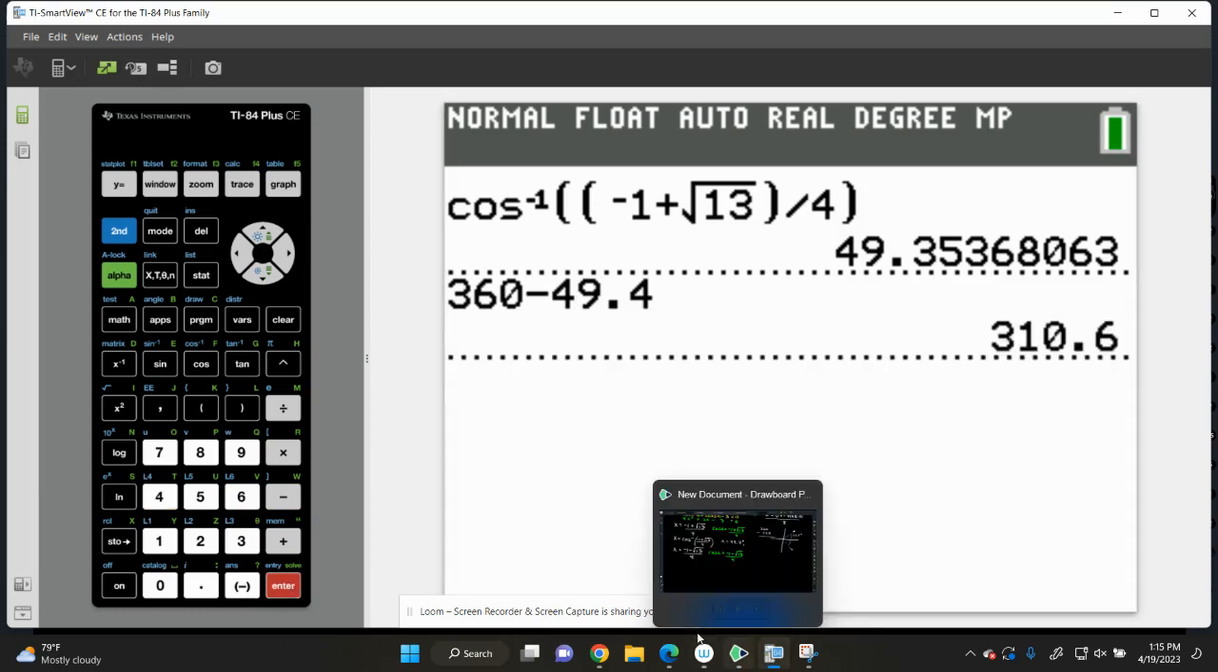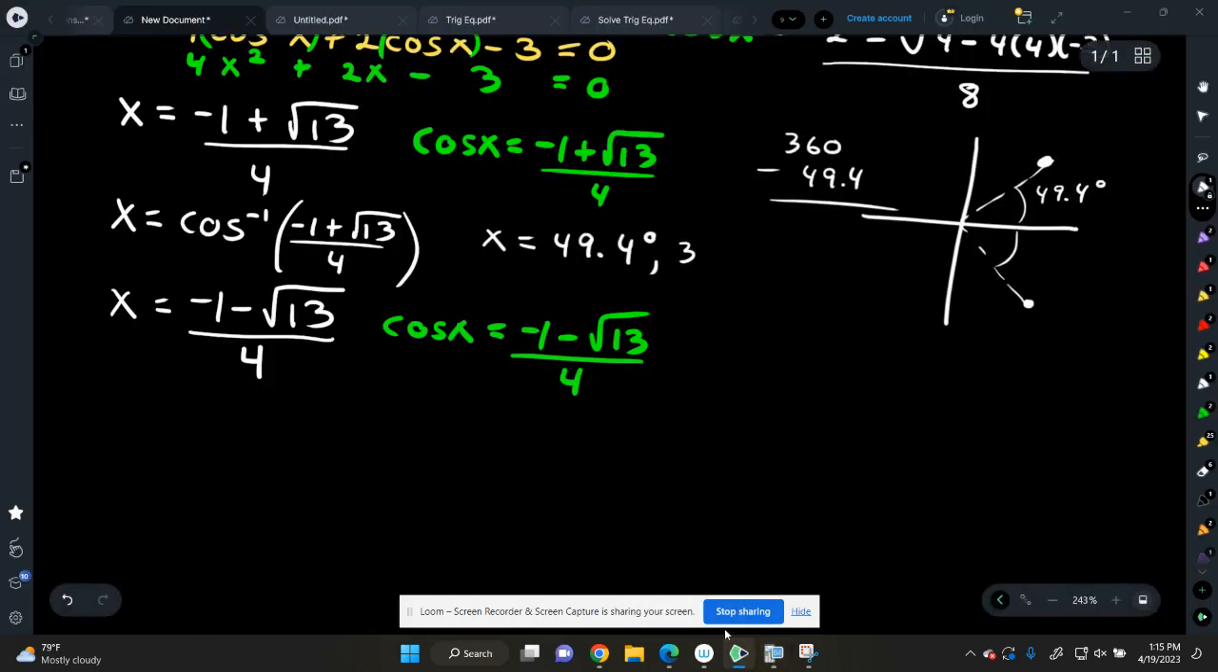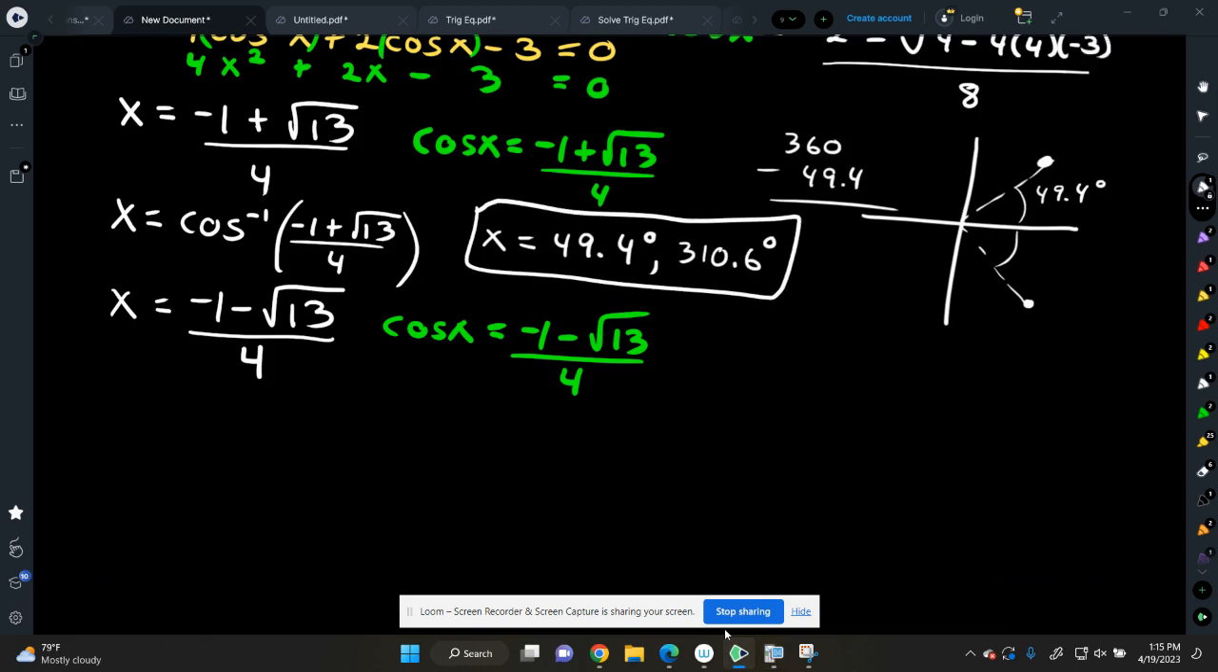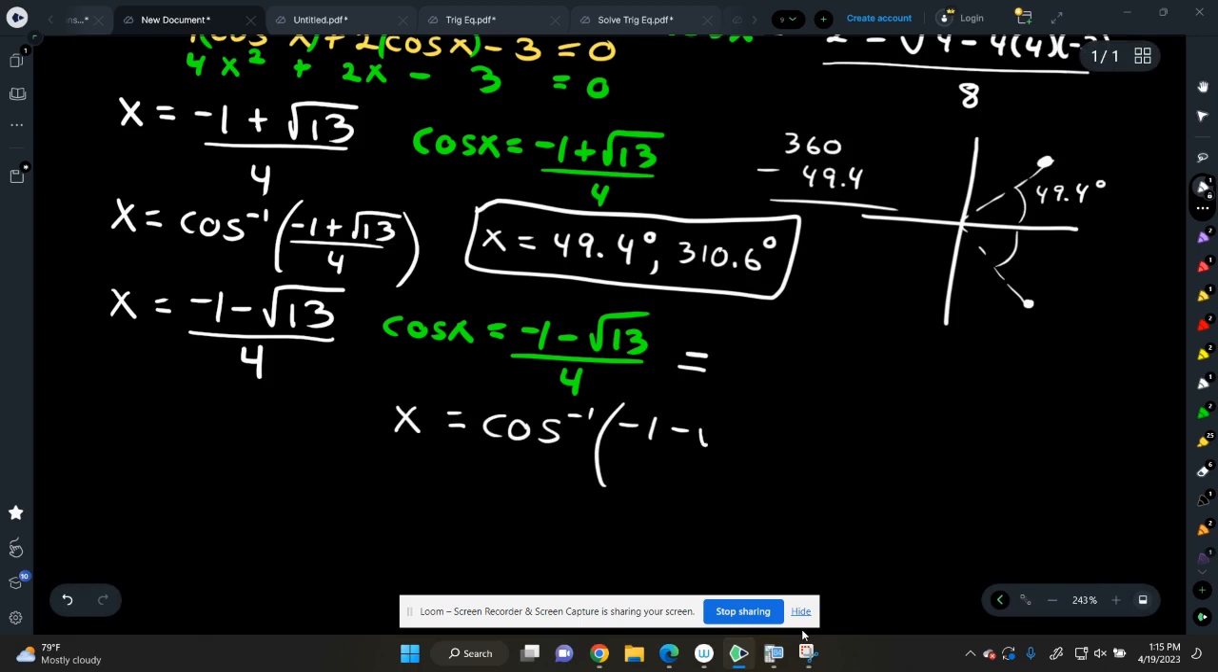It's 310.6. All right, that's for the first one. Now what? Got to do the next one. X is equal to the inverse cosine of negative 1 minus root 13 over 4.